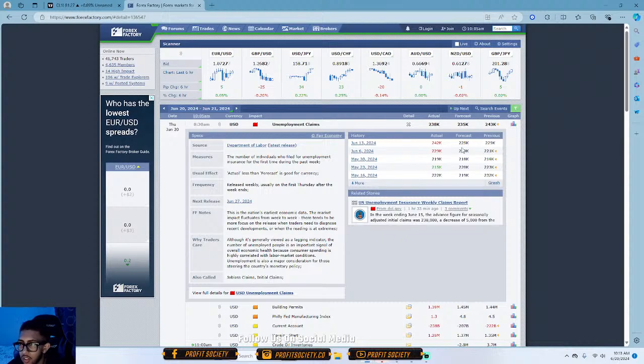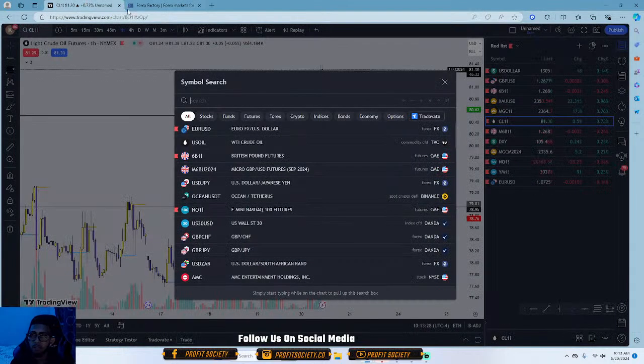So I would say previous, it came out lower than previous but higher than forecast. So that's a tough one. It's a trick question because it did actually come out lower than previous. Technically, it did actually come out lower than previous but higher than forecast. So technically this can be a little bit more bullish.